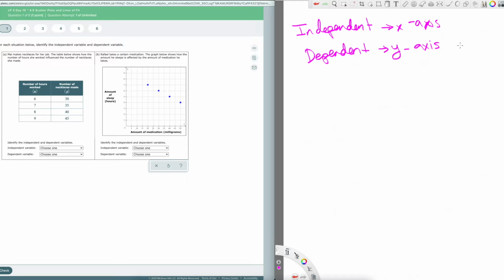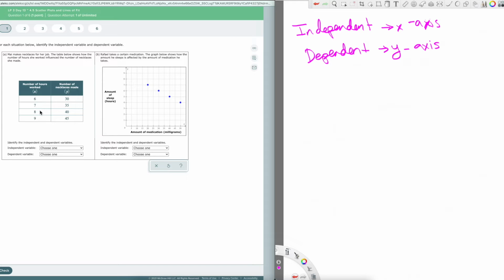So if we think about this, and they already told us X and Y, and I know I already kind of gave you that idea, but if we think about the number of hours she works and the number of necklaces she made, she can go to work and sit there the whole time, right? And that's not necessarily going to change anything. Well, actually, it would. If she just sat there and didn't do anything, that means no necklaces were made, right? But if she sat there and worked hard, now we have a whole bunch of necklaces made. So the necklaces are being directly affected by how many hours she's working.